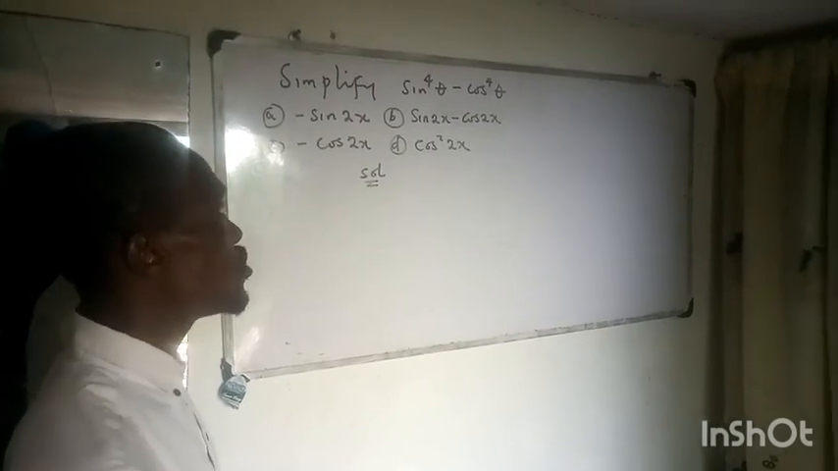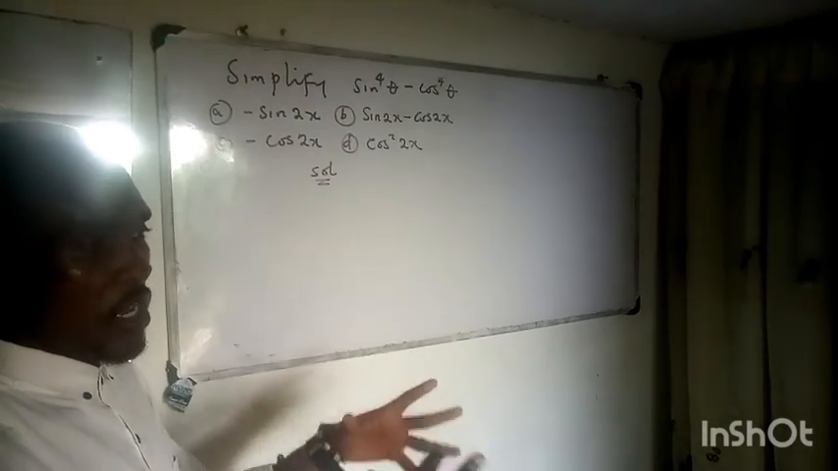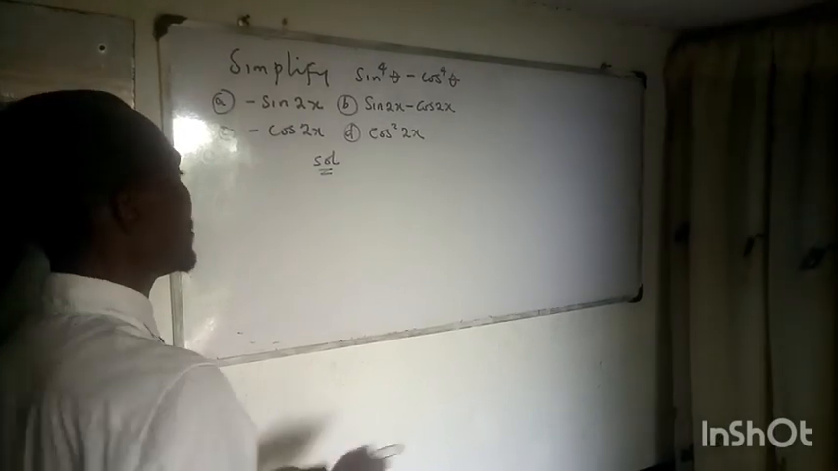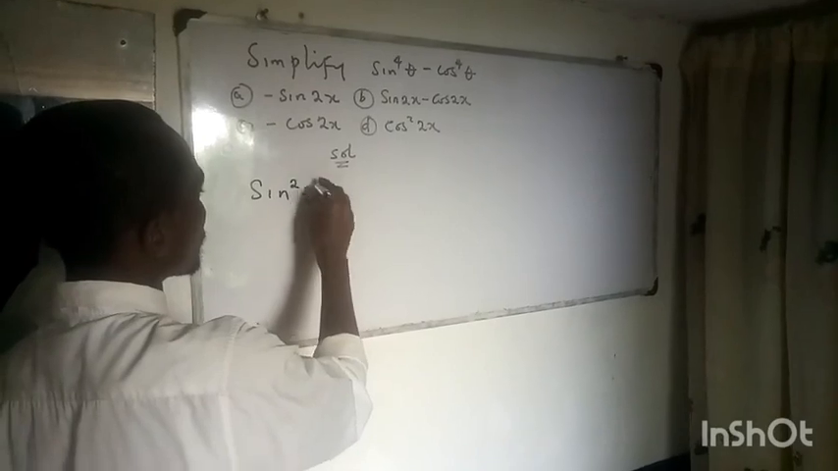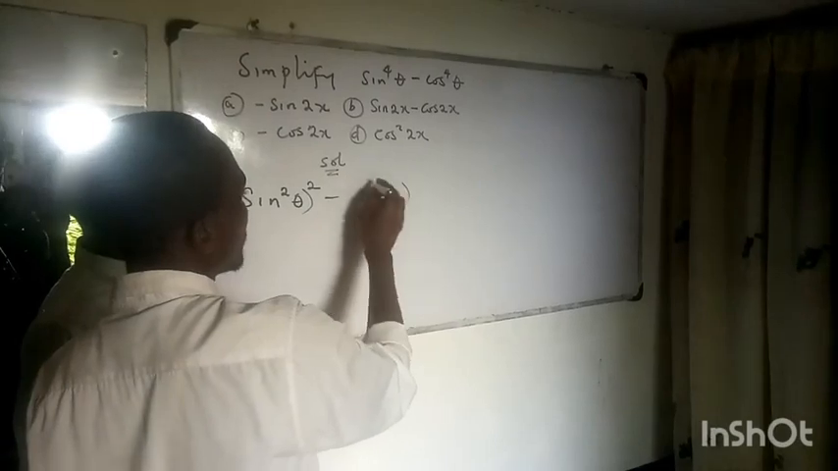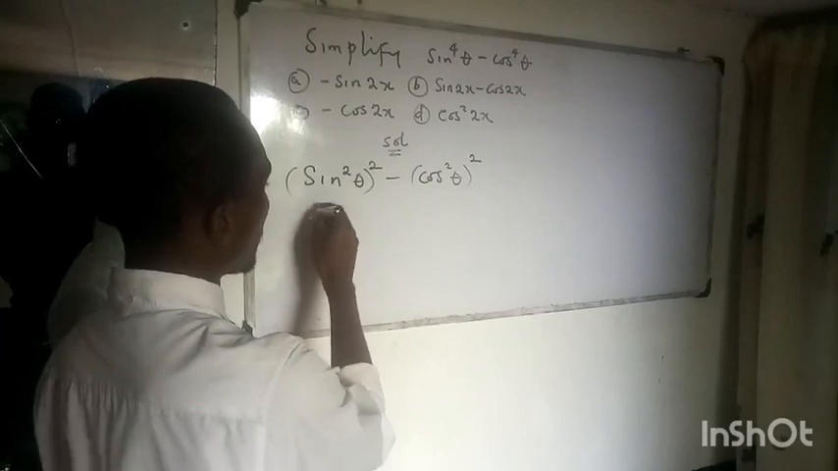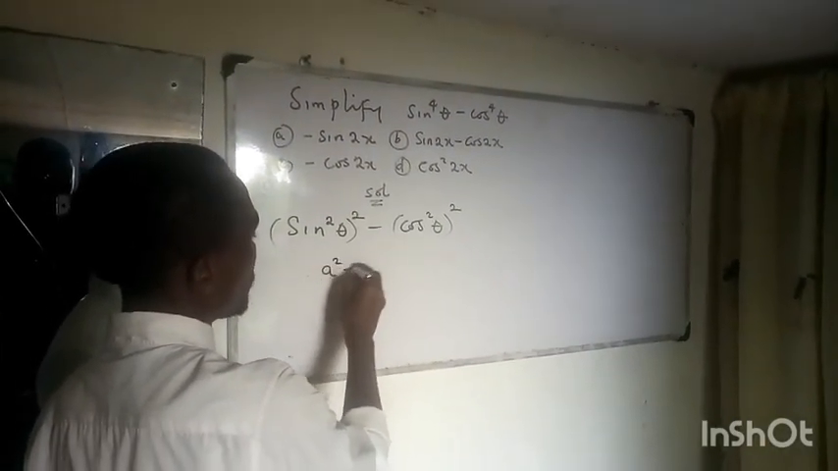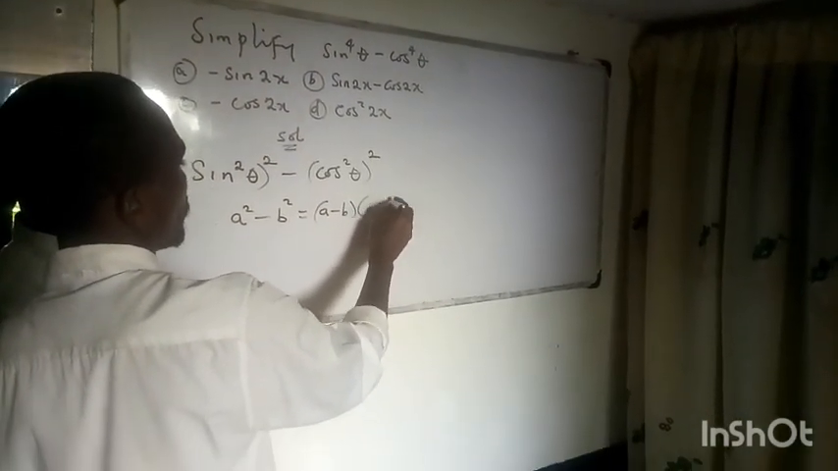So what I'm going to do is use the knowledge of what we call the difference of two squares, because I'm seeing something here. I'm seeing that we can rewrite the first one as this, and then we can rewrite this as this. So this gives us the difference of two squares. And don't forget that the difference of two squares, a square minus b square, is a minus b, then a plus what?